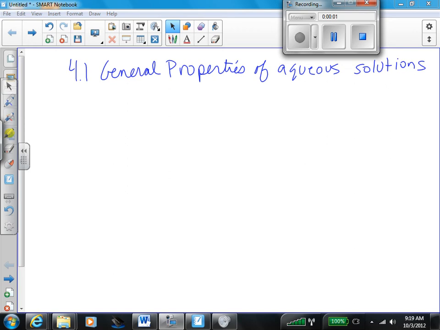Here we are, section 4.1, general properties of aqueous solutions. In order to work forward through this section, you have to know three different terms: solute, solvent, and solution.